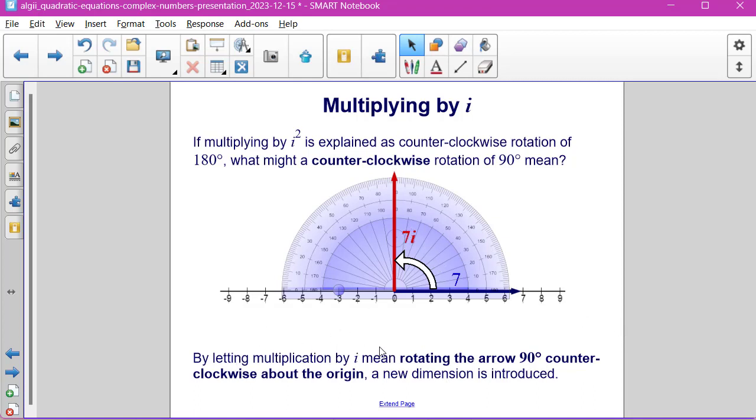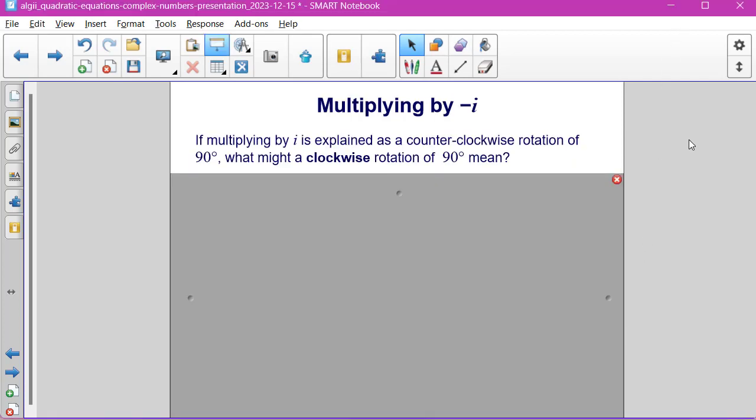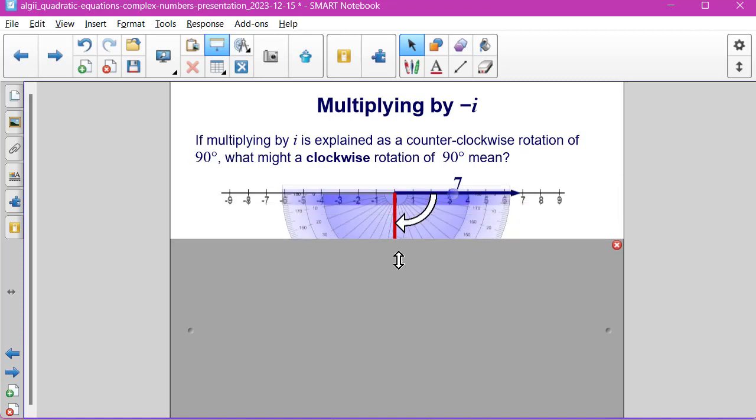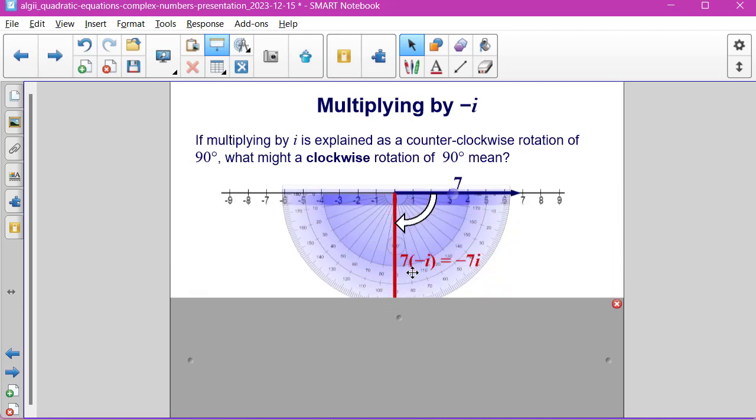By letting multiplication by i mean rotating the arrow 90 degrees counterclockwise about the origin, a new dimension is introduced. So if multiplying by i is explained as a counterclockwise rotation of 90 degrees, what might a clockwise rotation of 90 degrees mean? It actually means multiplying by -i. So if we have 7 and we multiply it by -i, we can move clockwise, which is the opposite direction of counterclockwise. So that's where the negative comes in. And because it's 90 degrees, we bring the imaginary part in.